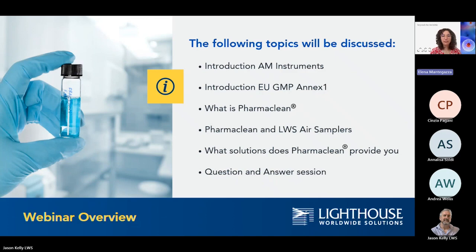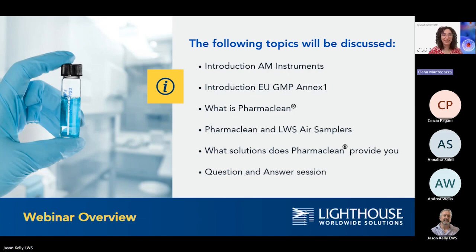Okay, so our agenda will include a brief introduction of AM Instruments. Then, of course, we will see something related to the GMP Annex 1, the new one. What is Pharmaclean in AM? The relation between Pharmaclean and Lighthouse Solutions Air Samplers. What solution does Pharmaclean provide to our customer? And of course, there will also be a section for questions and answers. Right, looks like an interesting agenda that we're going to cover.